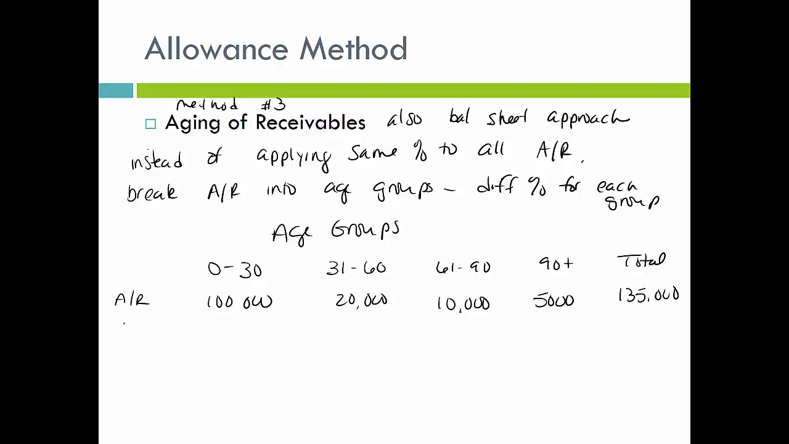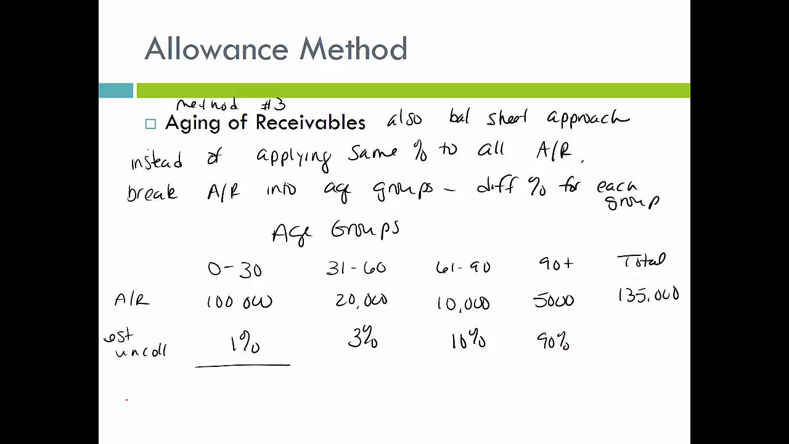But now I'm going to say each of these has a different likelihood of not collecting. So estimated uncollectible, let's say I'll give these guys 1%. Most of these guys are going to pay. I'll give these 3%. I'll give these guys 10%. And then once I hit 90 days, I'm probably never going to see that. So 90% of that I will end up not collecting.